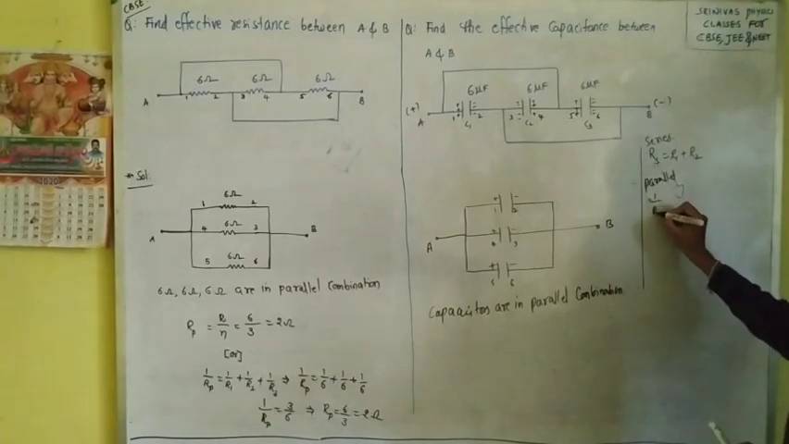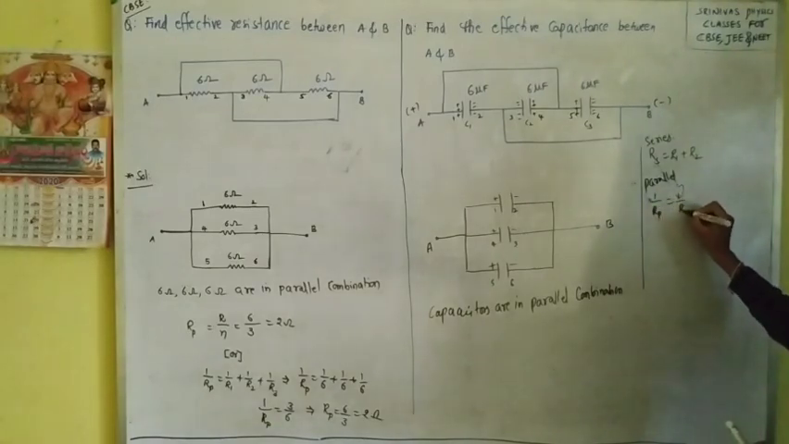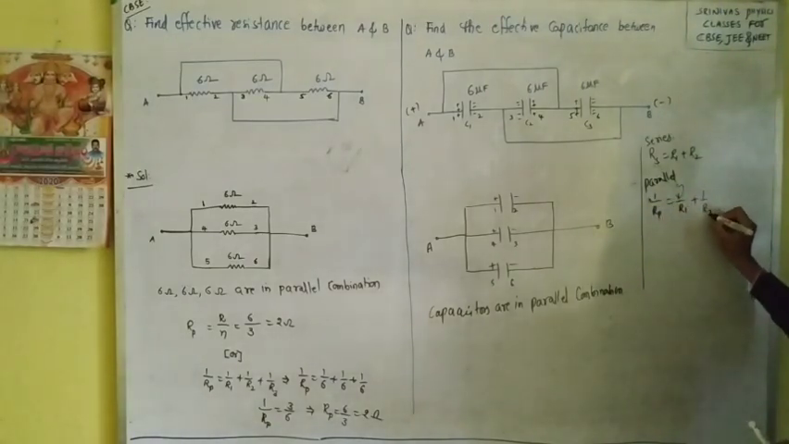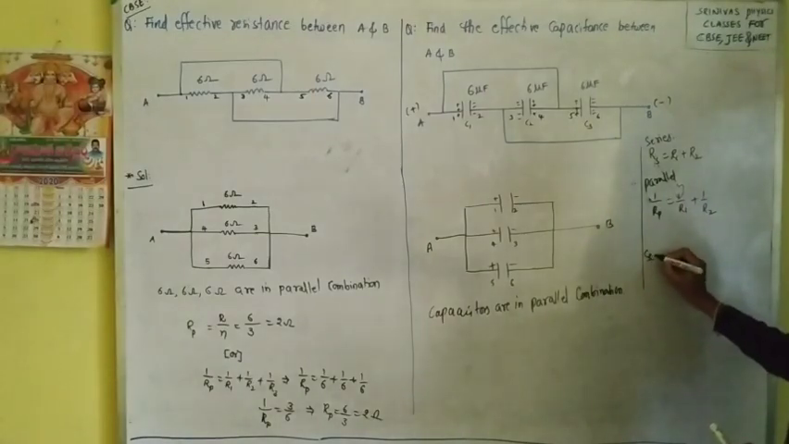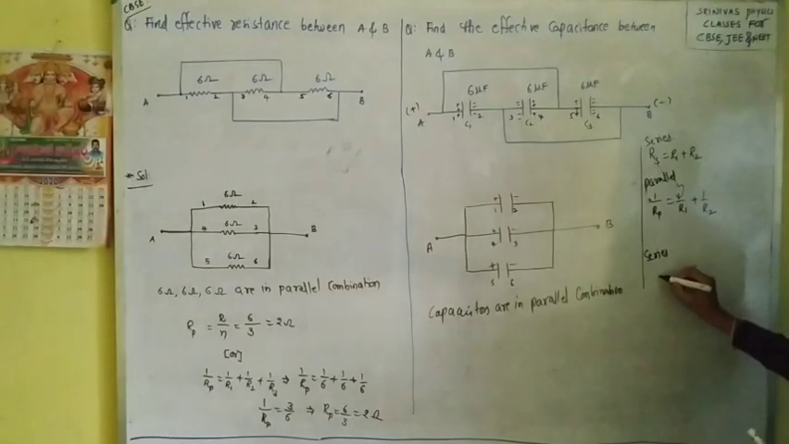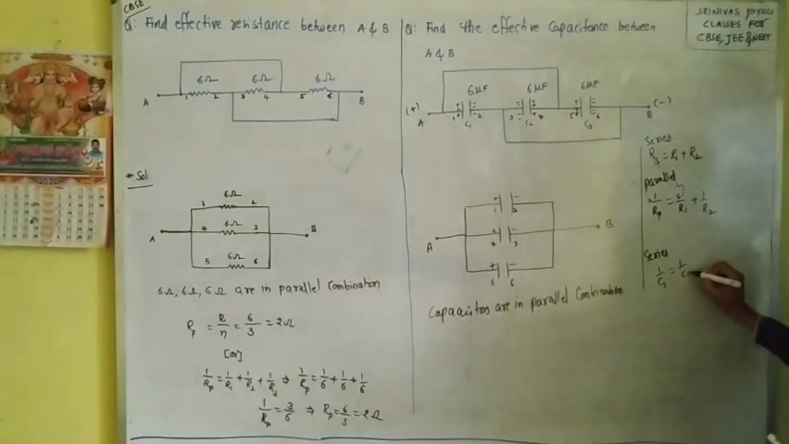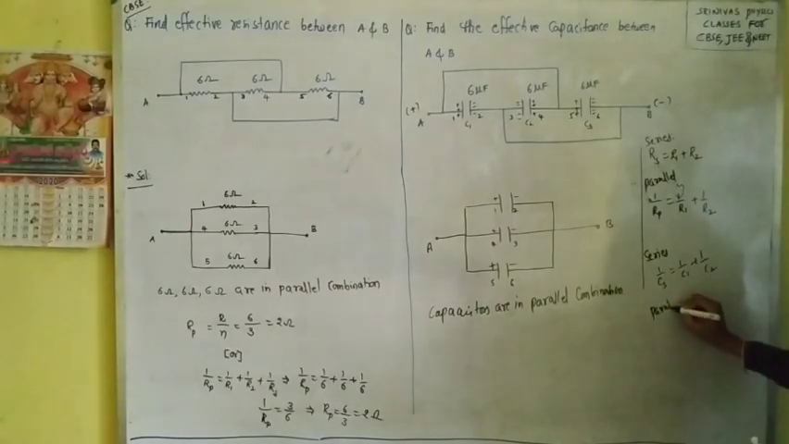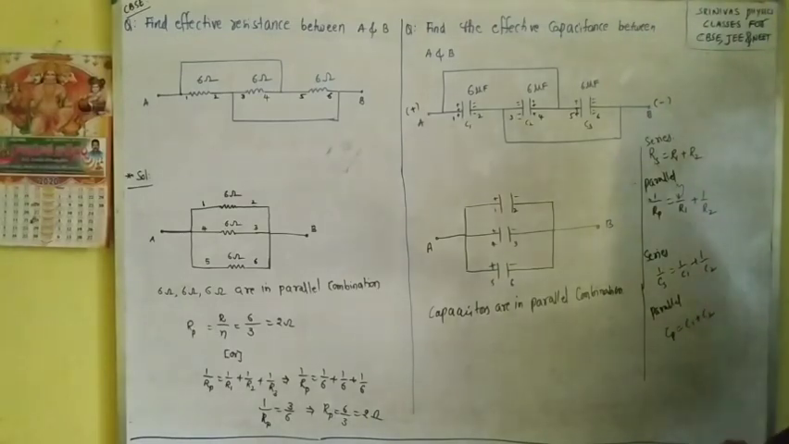1 by Rp is equal to 1 by R1 plus 1 by R2. But what about the series combination of capacitors? This is for resistors. In case of capacitors, series combination: 1 by Cs is equal to 1 by C1 plus 1 by C2. Parallel combination, right? Cp is equal to C1 plus C2, okay.